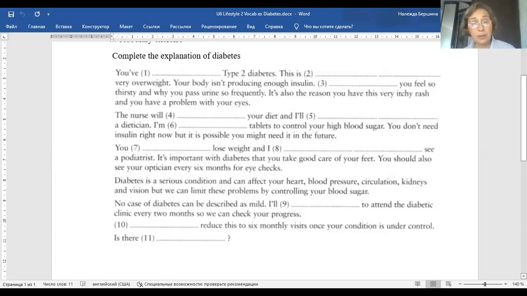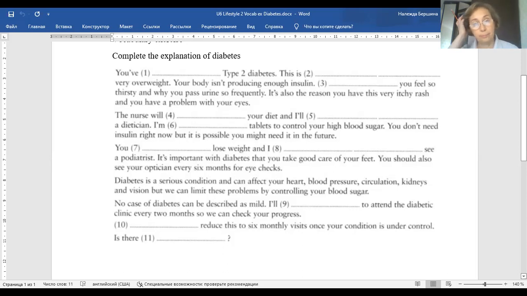Now, the second sentence, who was speaking about the second sentence? Will you read it, please? Okay, Bere. Yes. So number 2, please. "This is blah blah. Very overweight. Your body isn't..." Just stop. "Blah blah. Very overweight." So what should we use in the gap here? Any ideas?